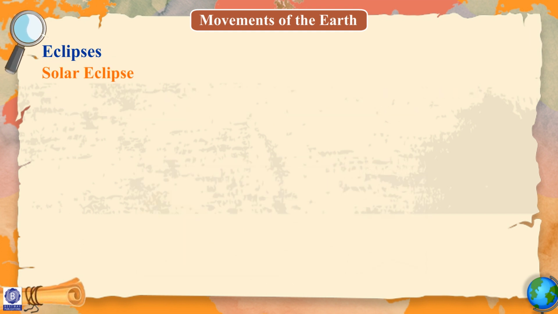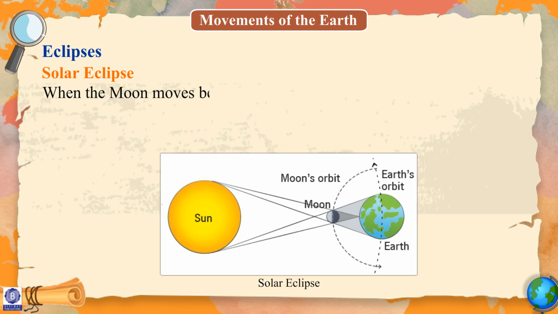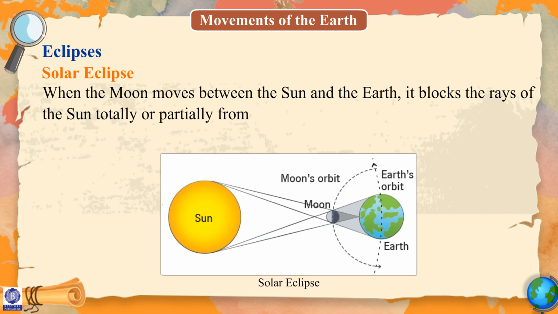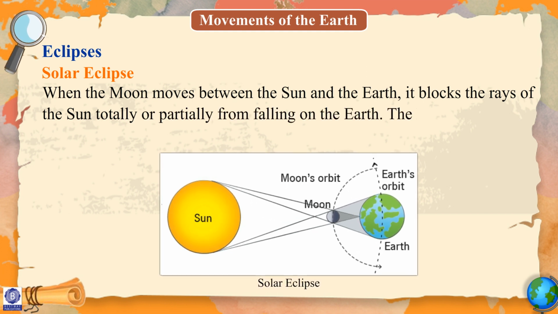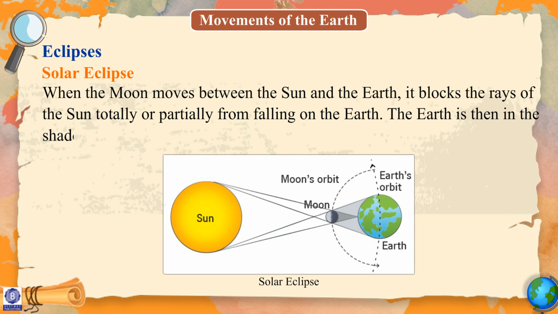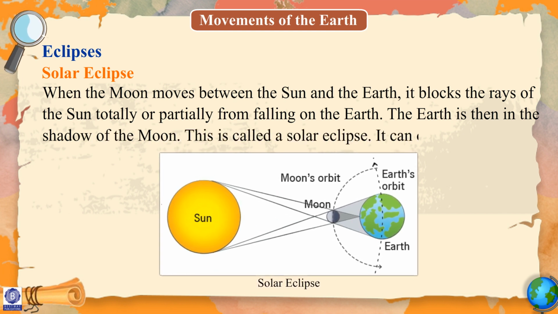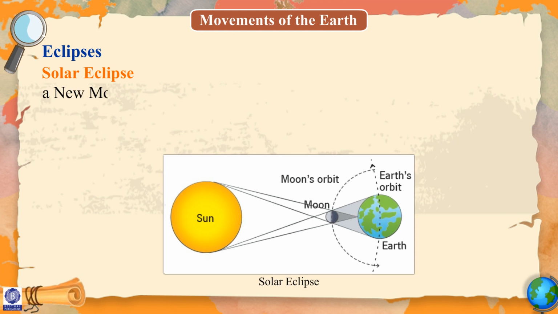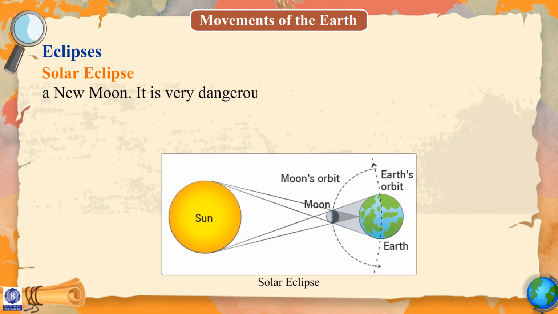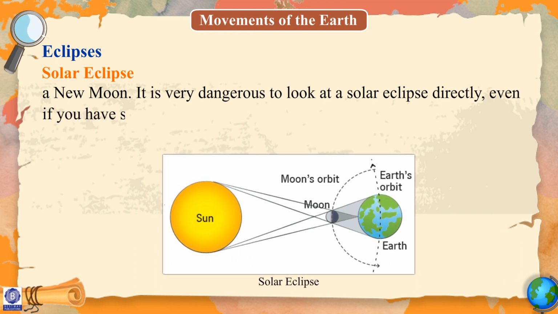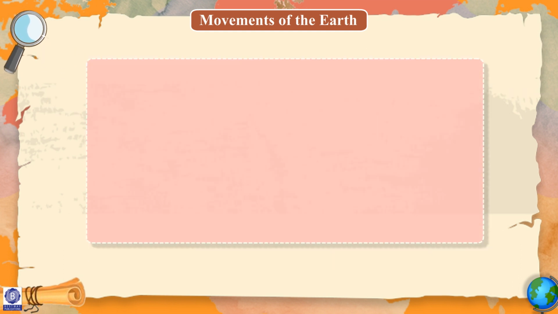Solar eclipse. When the moon moves between the sun and the earth, it blocks the rays of the sun totally or partially from falling on the earth. The earth is then in the shadow of the moon. This is called a solar eclipse. It can only occur during a new moon. It is very dangerous to look at a solar eclipse directly, even if you have sunglasses on.